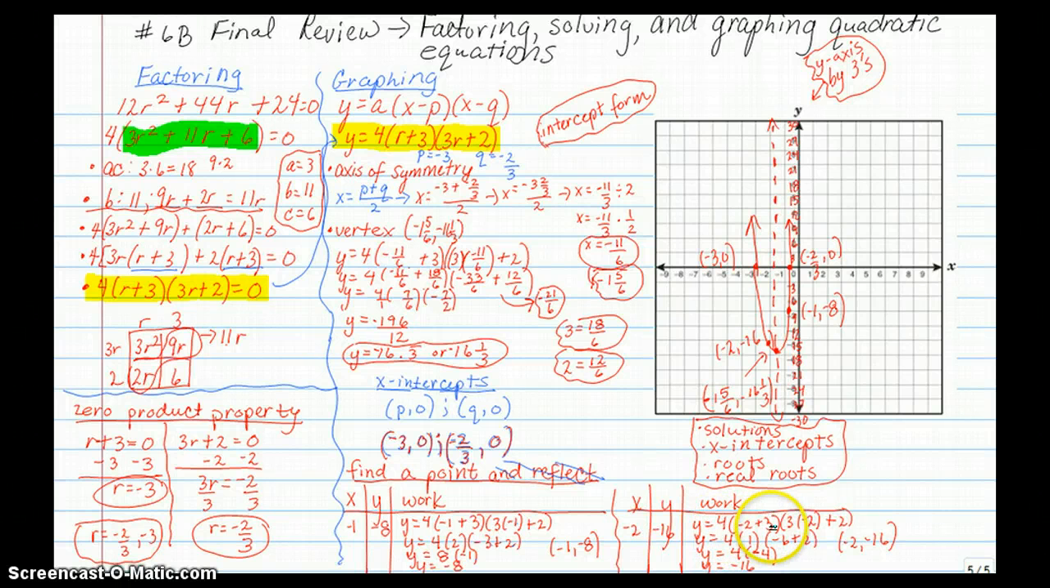So it's negative 2 plus 3, which is 1. 3 times negative 2 is negative 6 plus 2 is negative 4. So I have 4 times 1 times negative 4, which is negative 16. So negative 2, negative 16, which is right here. That is your ordered pair for that. Very challenging, but it allows you again to see the relationship between factoring and graphing using the intercept form. Hope this has been helpful for you.